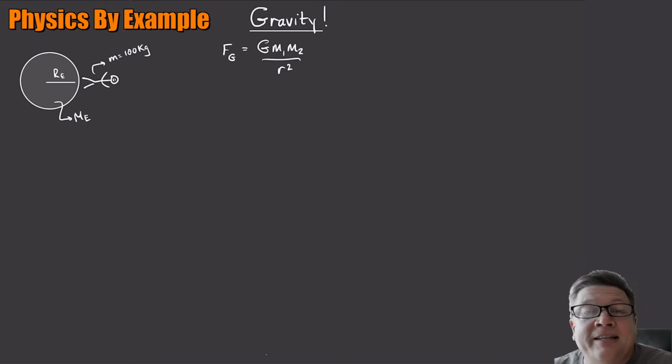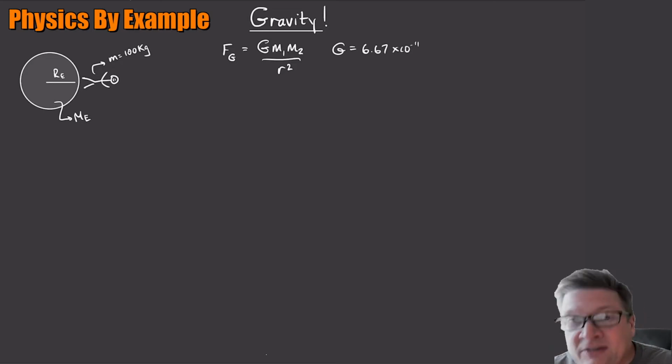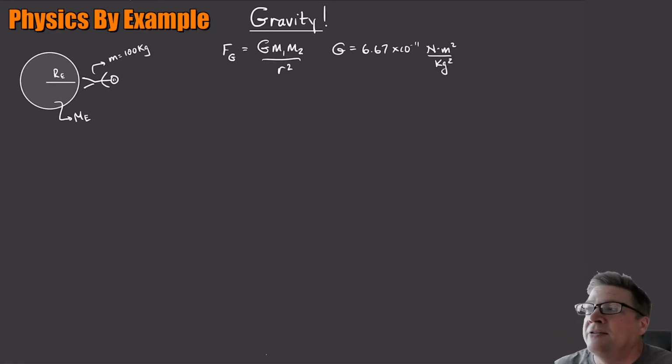So I'd write it like this. Where big G, remember, is a constant. It's 6.67 times 10 to the minus 11, and then some units. What the heck are the units? They would be newtons meters squared per kilogram squared. I don't know why you'd want to remember that, but whatever.